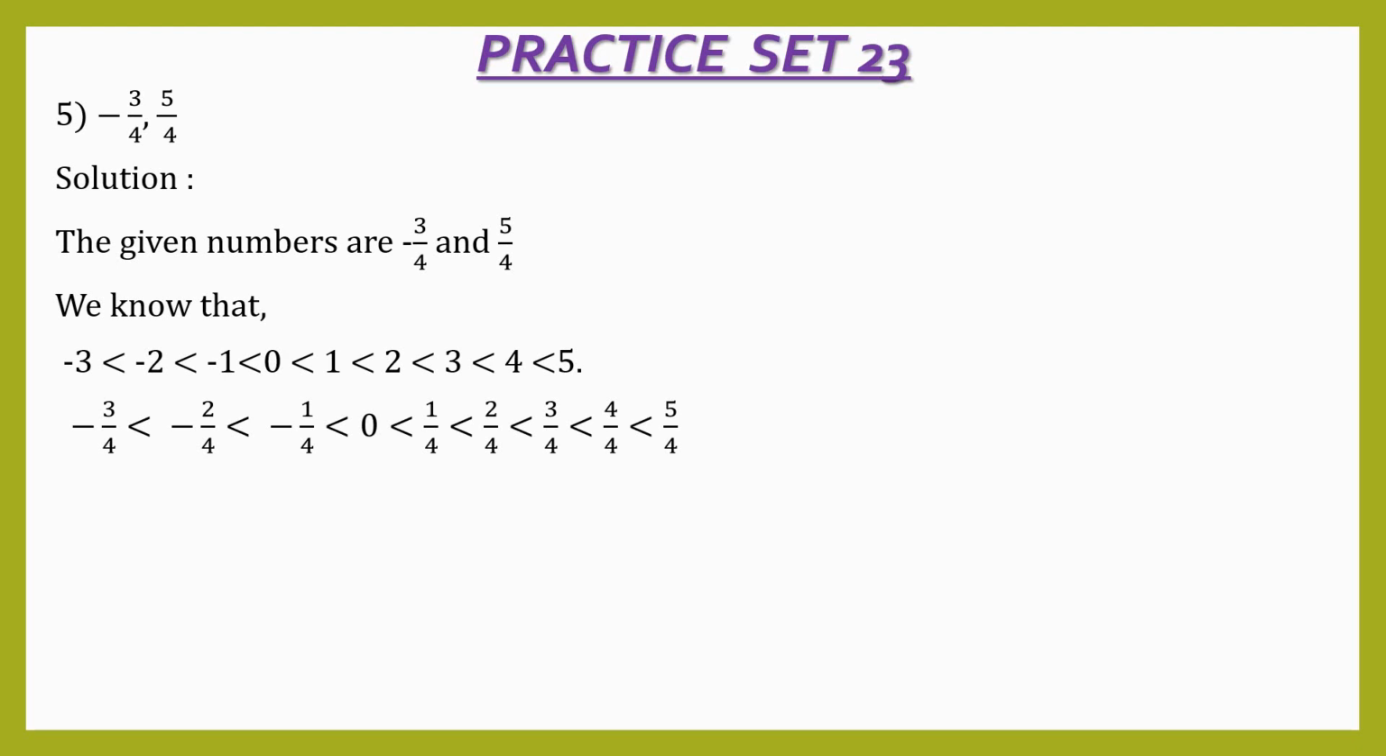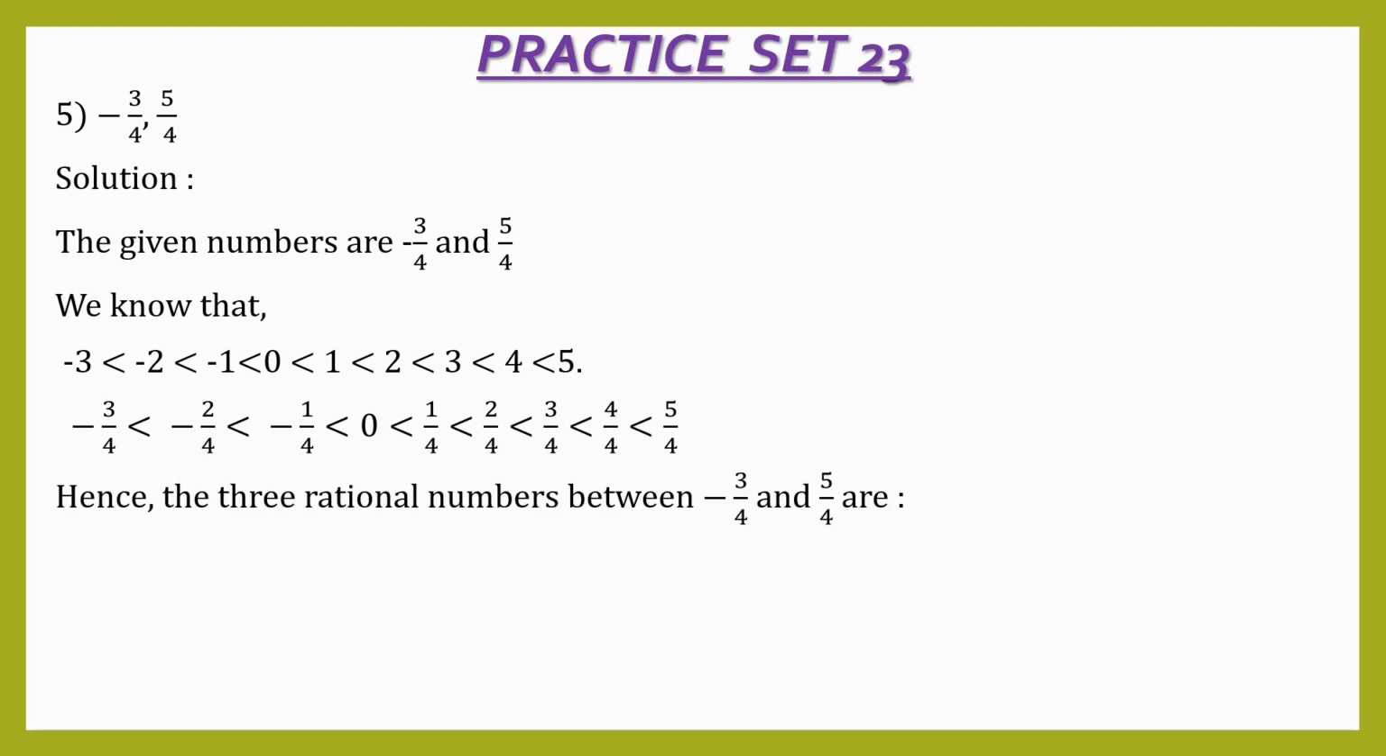So now we can pick any three rational numbers that lie between minus 3 upon 4 and 5 upon 4. Now hence the three rational numbers between minus 3 upon 4 and 5 upon 4 which I have picked are minus 2 upon 4, minus 1 upon 4 and 3 upon 4.